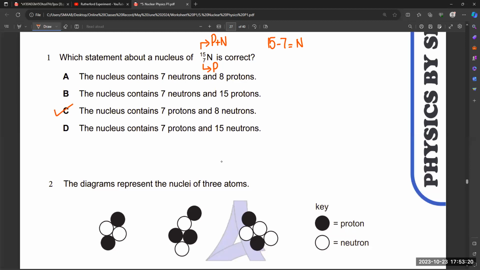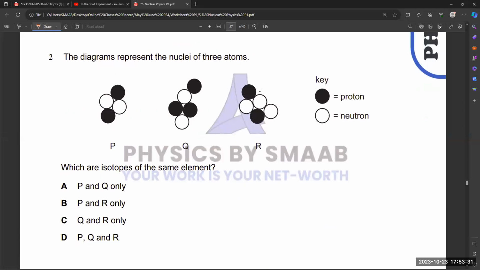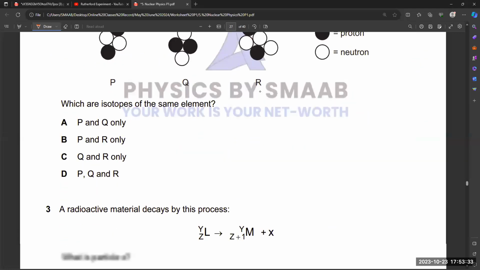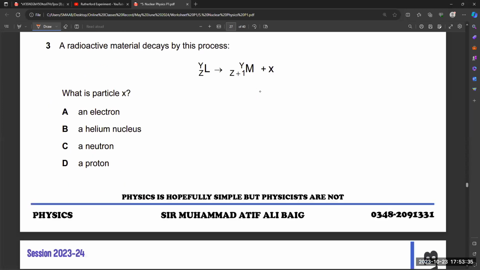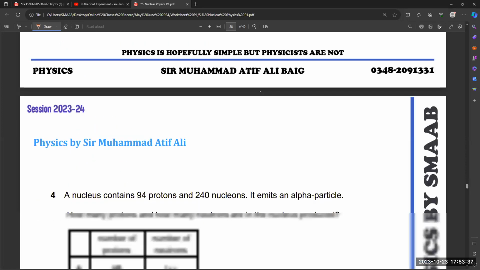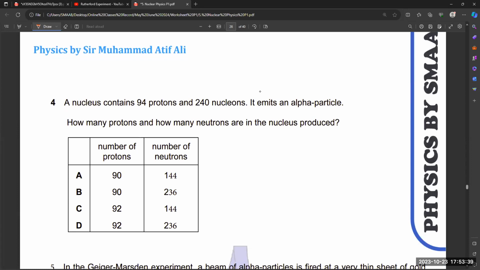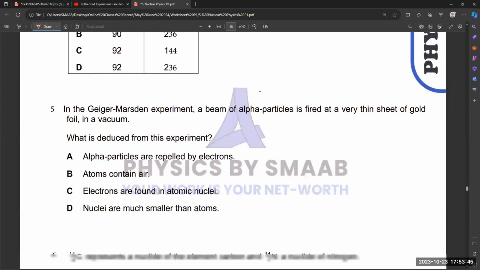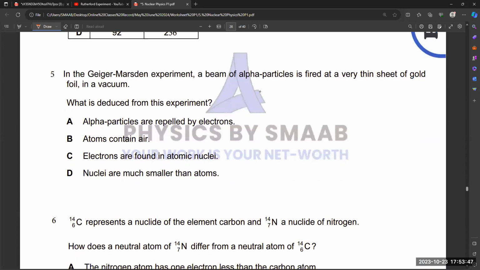So there are 7 protons and 8 neutrons, right? Any confusion? Okay, because this is a very simple one, and this is related to isotopes. This is related to radioactive material, alpha particle. Yes, 5.